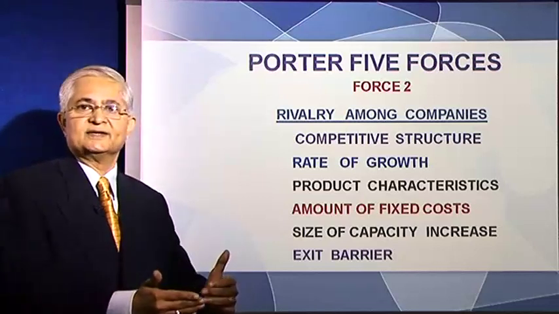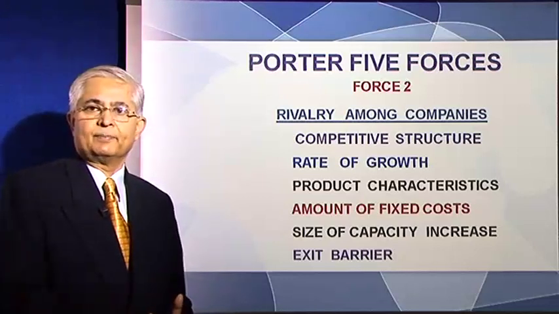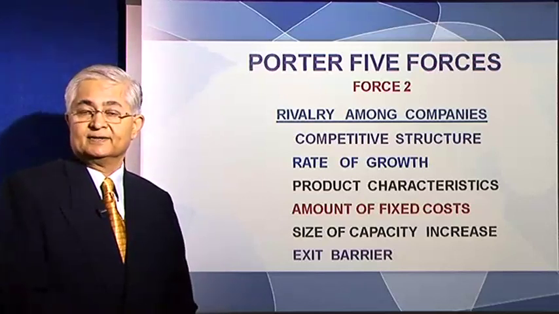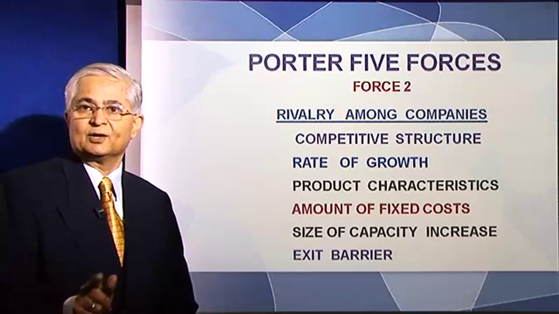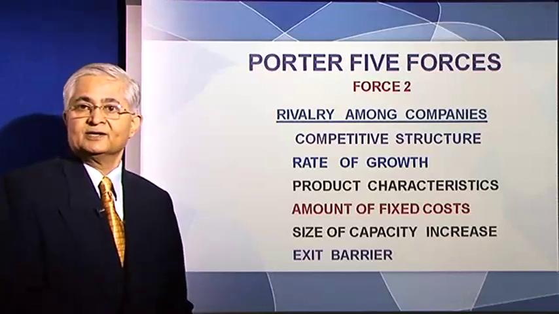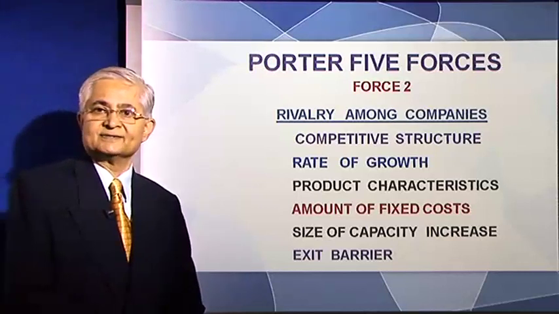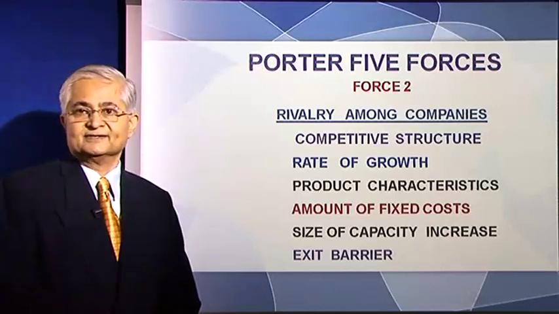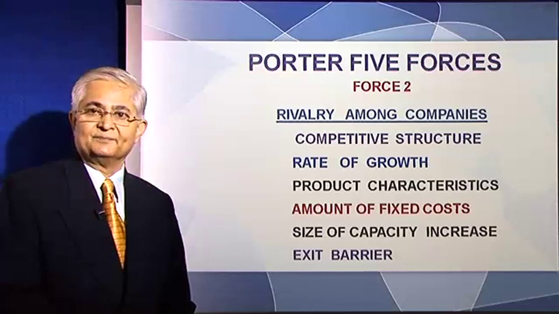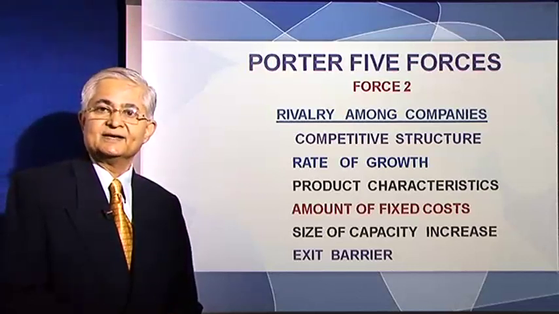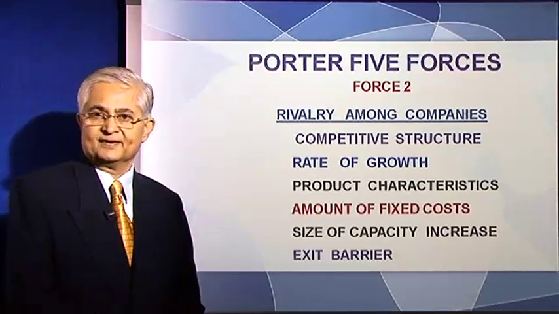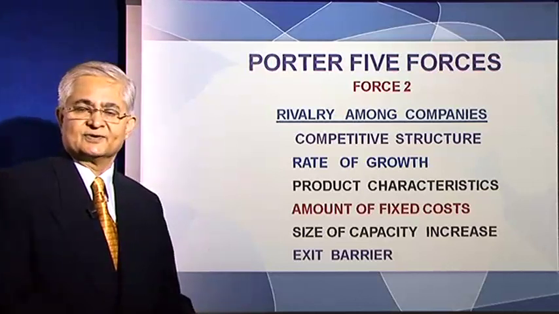If you were to enter the industry, you would set up a plant for 4 million tons. But what about demand? Demand does not increase in quite that manner. For demand to increase by 4 million tons, it would take perhaps 3 years or 5 years. So during that time, the supply is much more than demand and prices come down. This is one kind of industry.